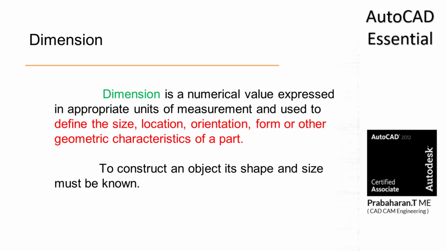Generally, what is meant by dimension? Dimension is nothing but a numerical value expressed in a proper unit, which says the size, location, orientation and geometrical characteristics of the object, or we can say shape. Right. So these dimensions are essential when we go for building the component or for manufacturing any component. Without the shape and without the size, we cannot manufacture any component.